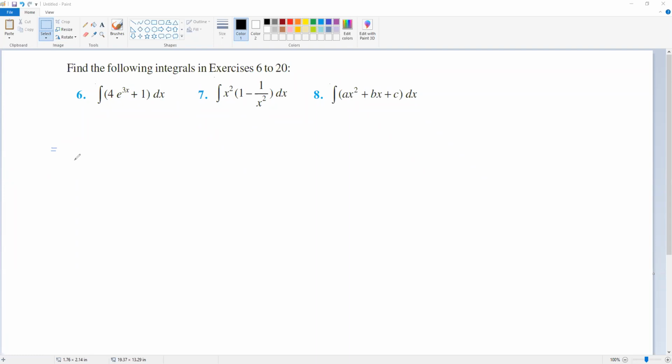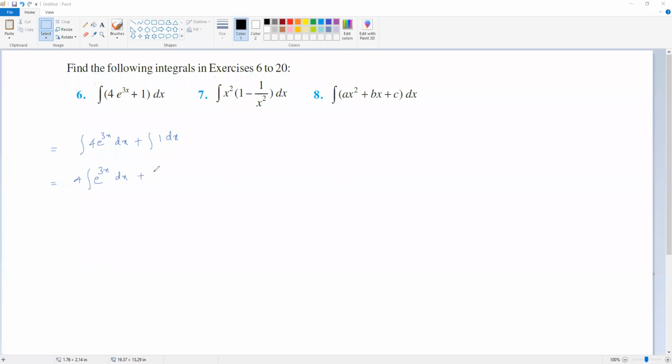Integral of a sum is the sum of the integrals. So you can write this as integral 4 into e to the power 3x dx plus integral 1 dx. For the first question, I will do it like this, then we'll go a little faster. It is 4 into constant into integral e to the power 3x dx plus integral 1.